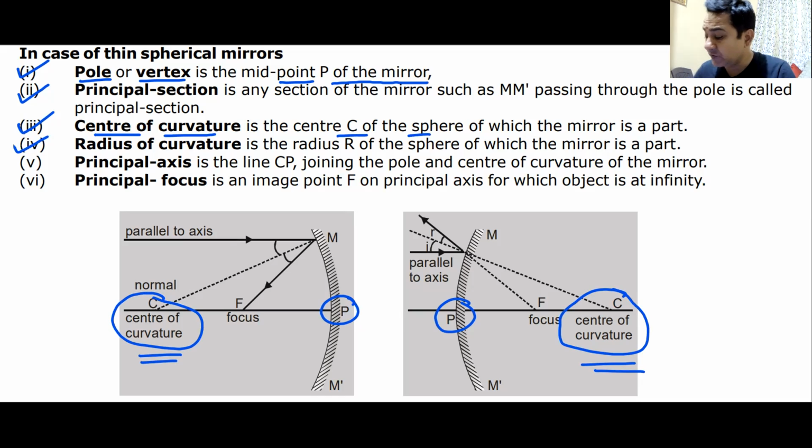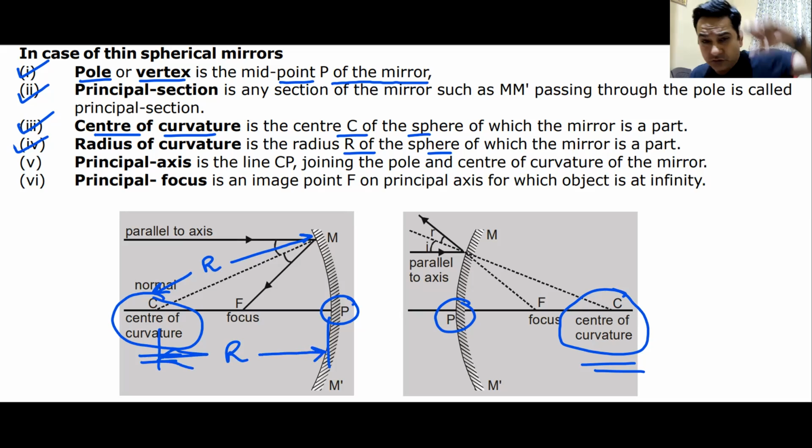Since they are part of a sphere and a sphere has a center, a sphere also has a radius. The radius R of the sphere, I can mark as this radius R. Do we understand this? This is also R, and from here to here is also R. It's a part of a sphere, so any distance from the center to the mirror would be equal to R. This R is known as the radius of curvature of the mirror.